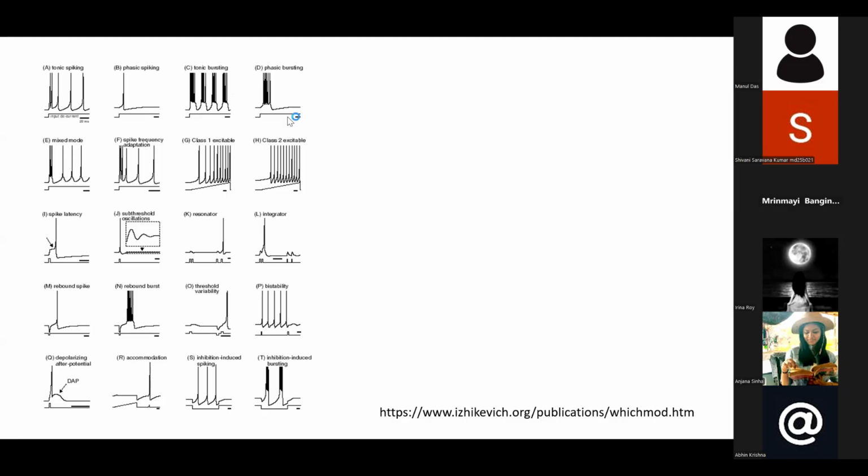Then again the same thing, but different values of a, b, c, d. Instead of continuously bursting, it shows only one burst and becomes silent. That's called phasic bursting. And then for a different set of a, b, c, d, you get mixed mode. In this case, for the same current, the neuron shows one burst followed by a bunch of spikes, so it's a combination of bursting and spiking. So by varying these a, b, c, d parameters, you can get all sorts of behaviors. It's a very rich model.